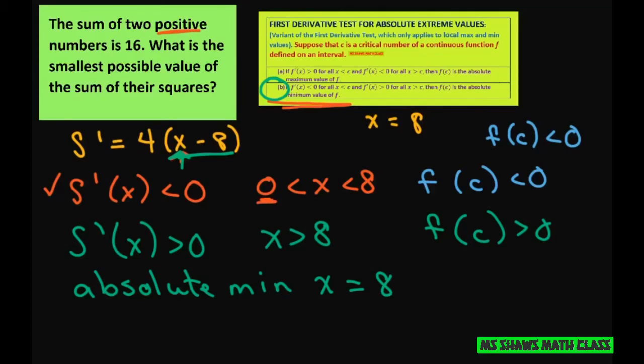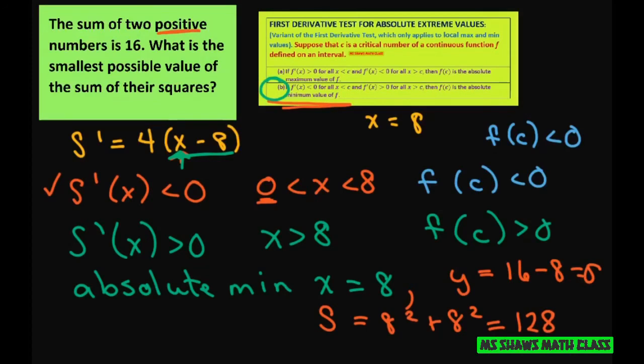Now, go back to our original equation. Whoops, sorry. Did that work? No. So back to our original equation, we have y equals 16 minus 8, which equals 8. So our sum is going to be 8 squared plus 8 squared, which is 64 plus 64, which is 128.